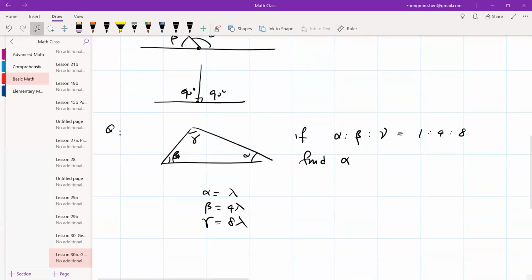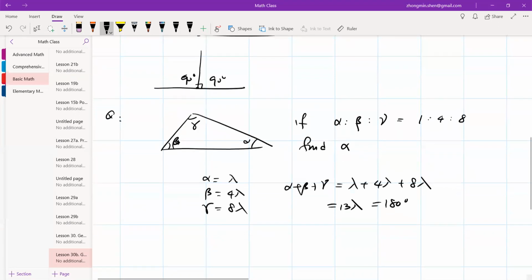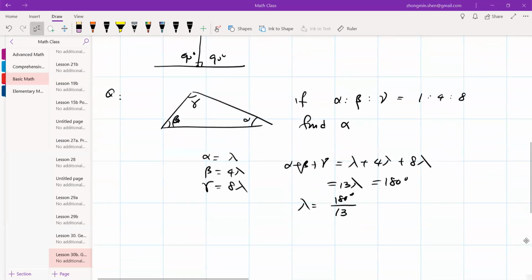Then, using the property, alpha plus beta plus gamma should be equal to 180 degrees. So it'll be 13 lambda. That's supposed to be 180 degrees by the result we already know. So then you find lambda. Lambda is 180 degrees divided by 13. Since alpha is lambda, alpha equals lambda.